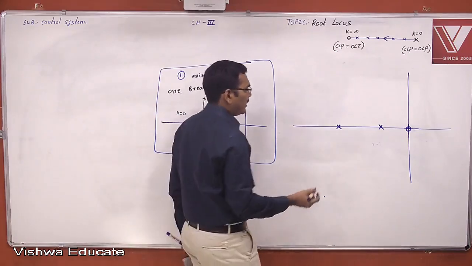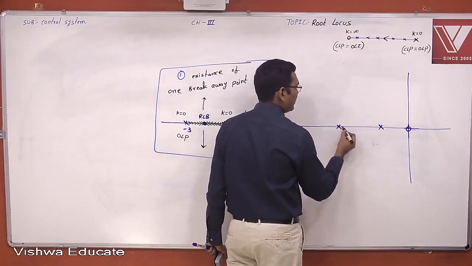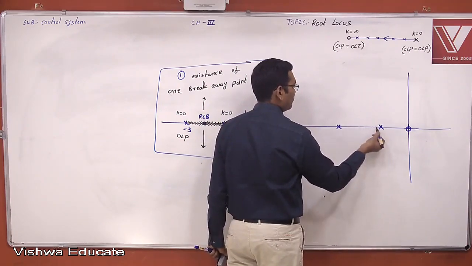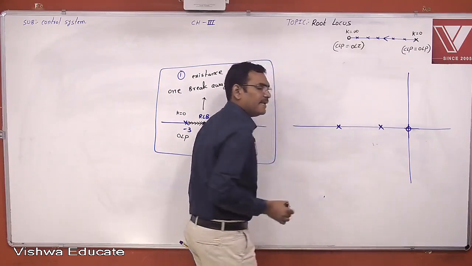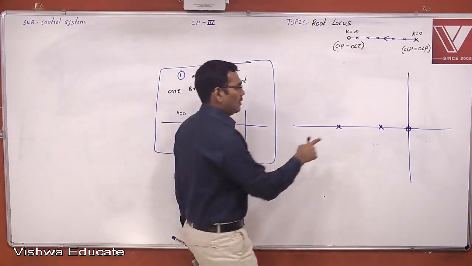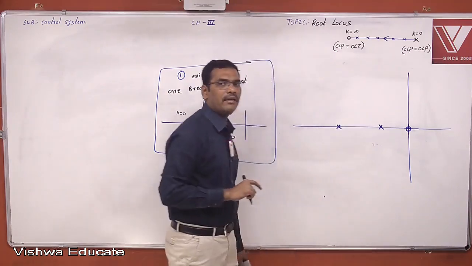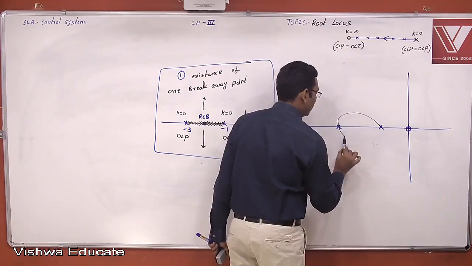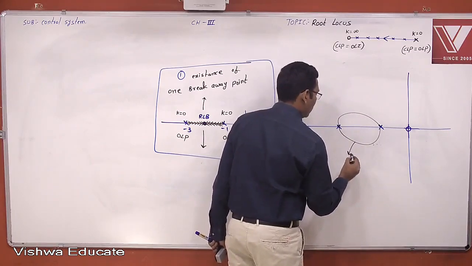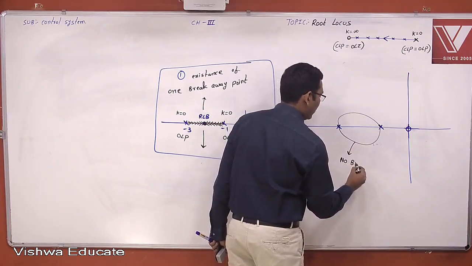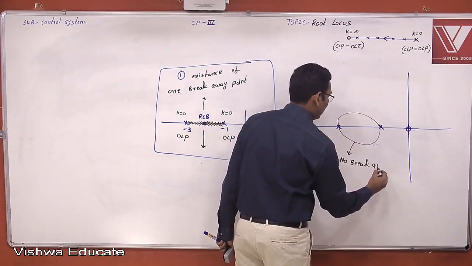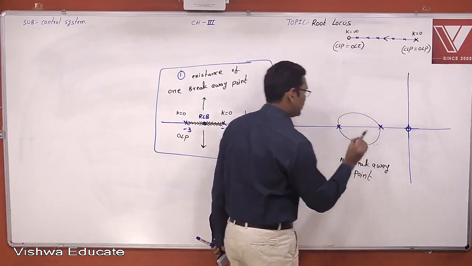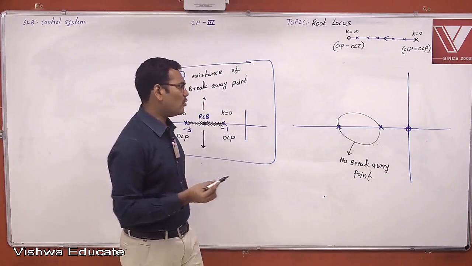Now students are thinking that there are two adjacently placed poles, therefore there exists one breakaway point. That is a wrong answer. There is no breakaway point here. Don't get confused. Why is there no breakaway point?